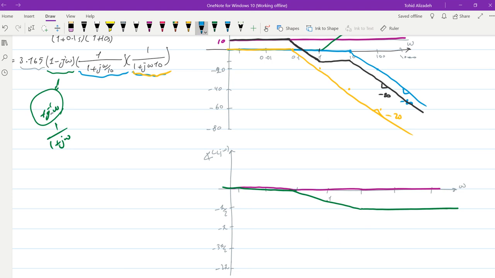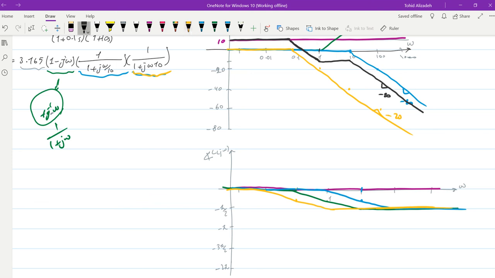For the next component, 1 over 1 plus j omega 10, the corner frequency is 10. So we'll have 0 to minus pi over 4 at that frequency, 0 up to a frequency of 1, and this will give us the approximate Bode plot for that component. And the last component is 1 over 1 plus j omega 10. Omega equal to 0.1 is the corner frequency. So this will be the phase plot for that component.